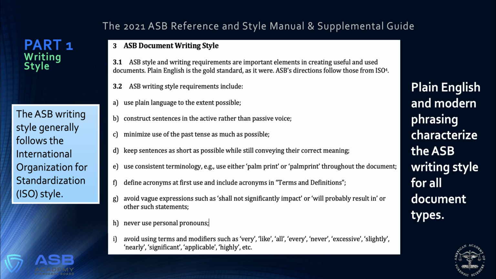So, writing style is one of the newer elements, and this revision emphasizes the need for plain English. ASB is interested in publishing documents that are expressed clearly, that say things in the best possible way, so that users understand them, and so that implementing a document is not foiled by twisted phraseology. Generally, but not exclusively, the requirements in this section follow those advocated by the International Organization for Standardization, or ISO.